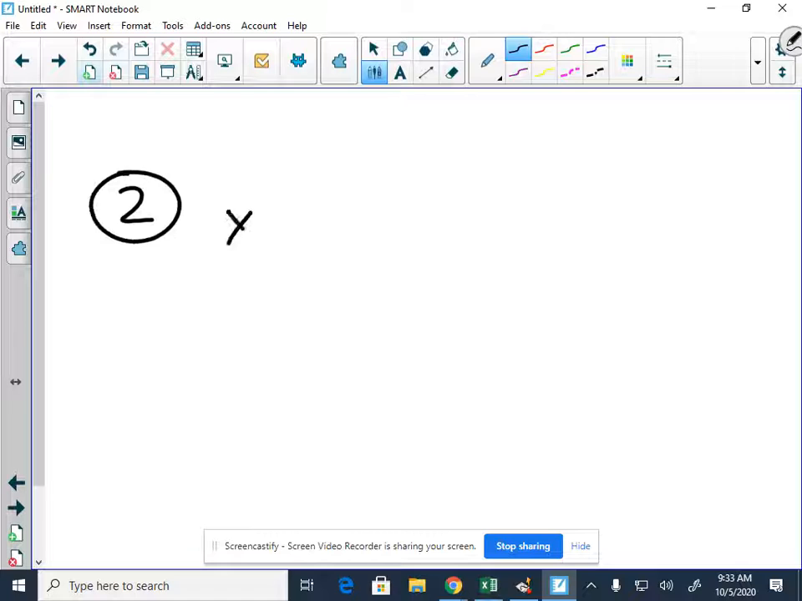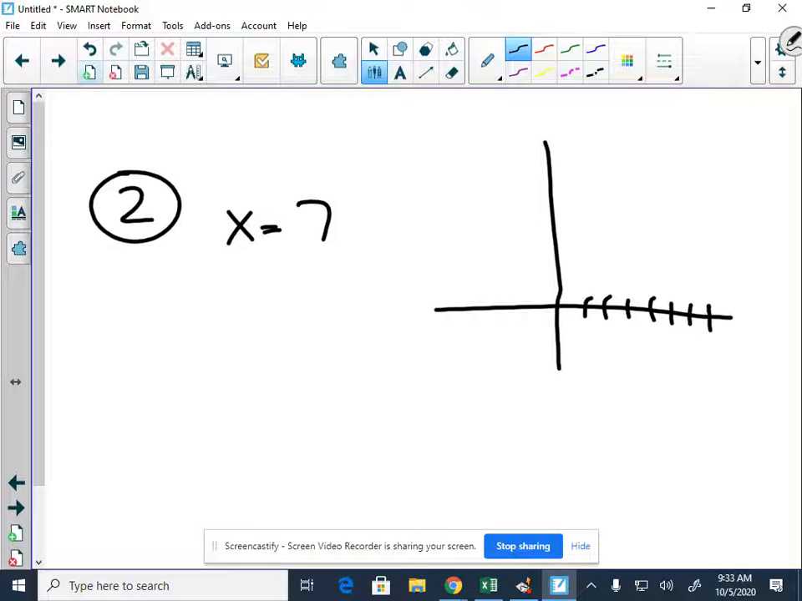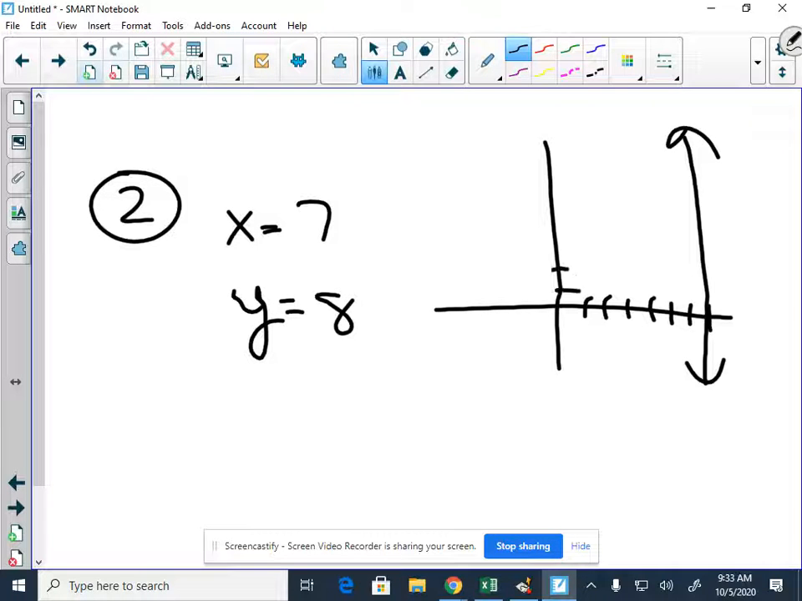two quickly. It says x equals 7. So if you were to graph that one, you'd go out to 7 and you'd put a line. That's how we would graph that one. Then it says y equals 8. These two lines would intersect at a 90-degree angle. What do we call that?